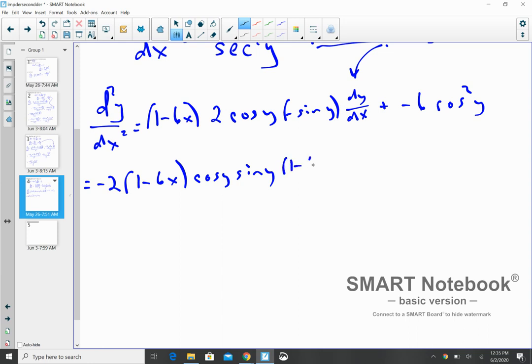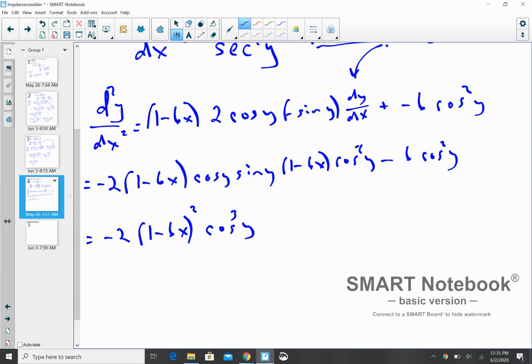So, all right, we're definitely going to deal with that. We can collapse some things here on this side. Then we have minus 6 cosine squared y. All right, so we're just having algebra fun now. We have negative 2. We've got 1 minus 6x quantity squared. And cosine cubed y, check that out, because cosine times cosine squared is cosine cubed. All right, then we have the sine y, and then we have the minus 6 cosine squared y.